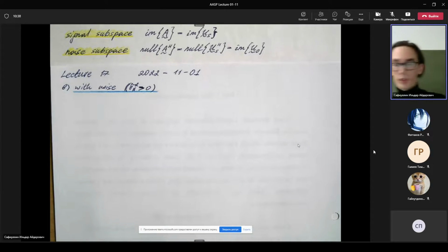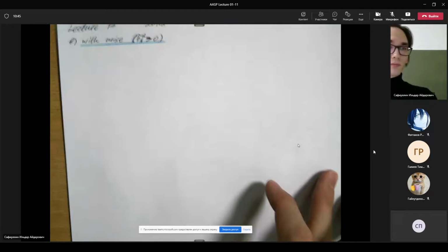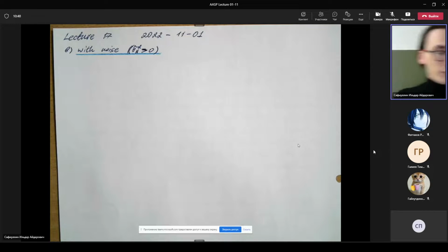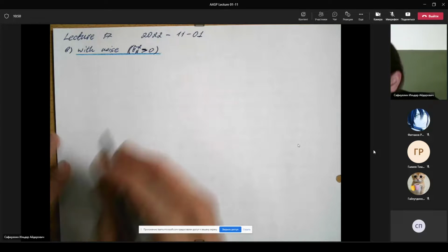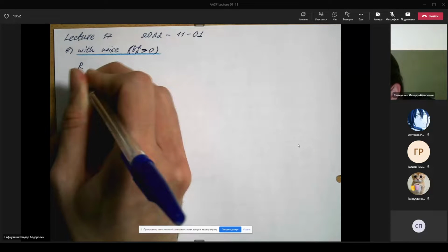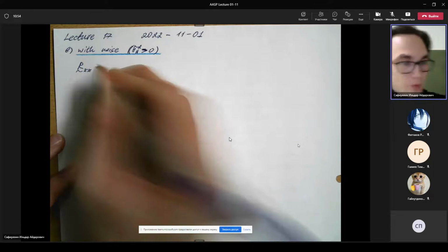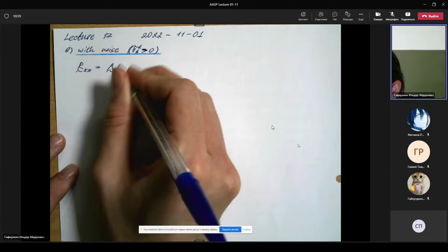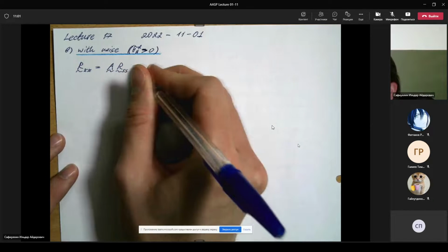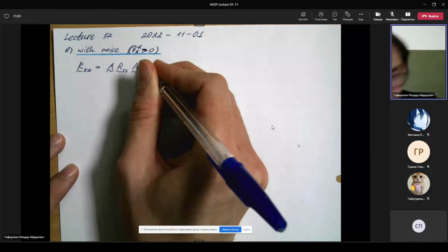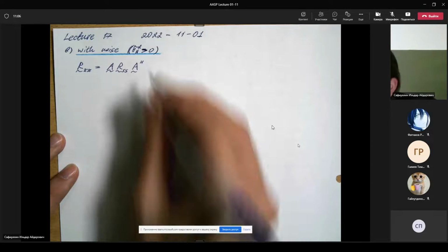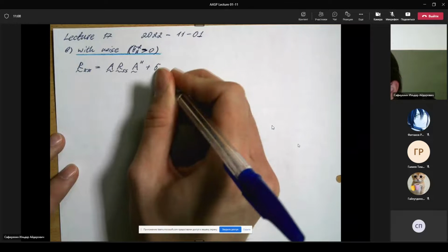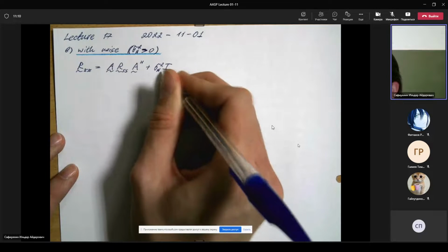In this case, we can rewrite the spatial correlation matrix in the following way. It is matrix Rxx, which is equal to A times RSS times A Hermitian plus sigma n squared times identity matrix of size M.